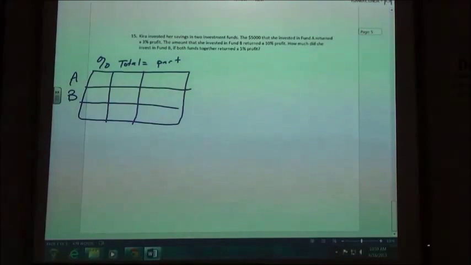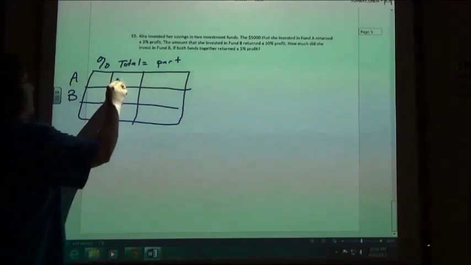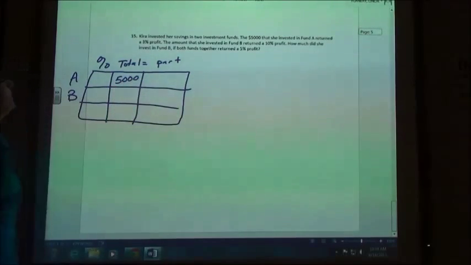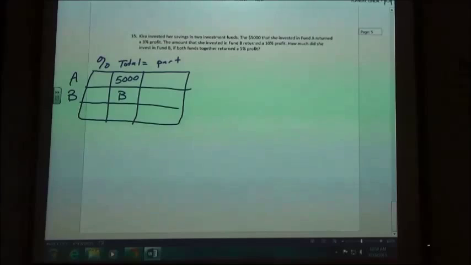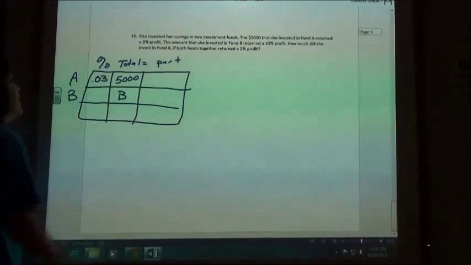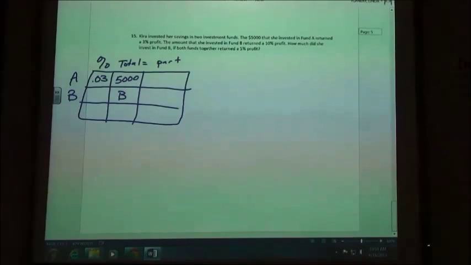So, how much did she put in fund A? 5,000. How much did she put in fund B? We don't know. We're going to put a B there, or whatever we want to put there. The percent on fund A, 3%, so 0.03. The percent on fund B, 10%, 0.10.